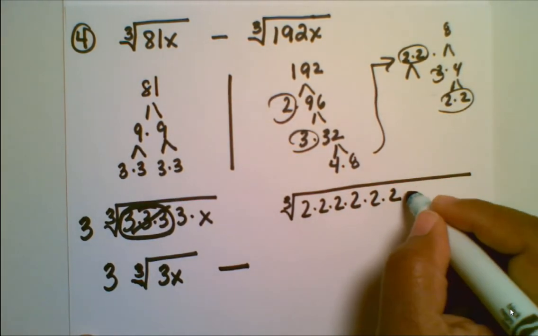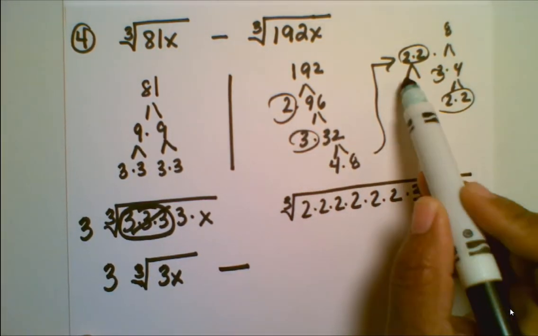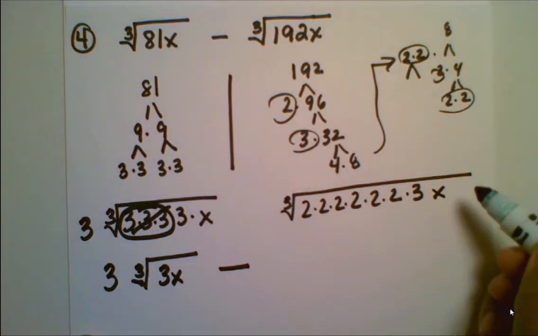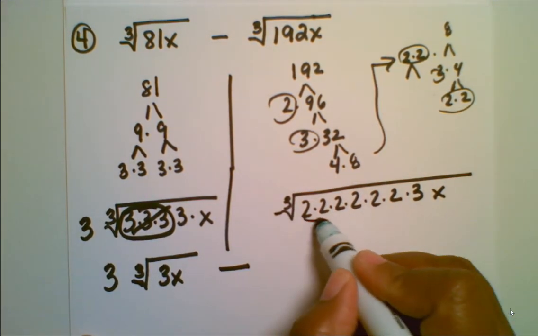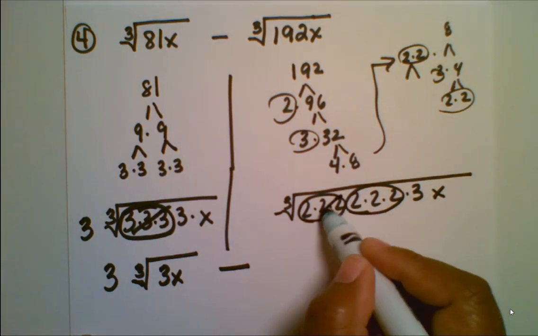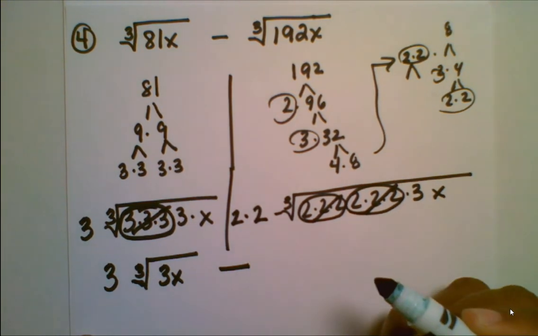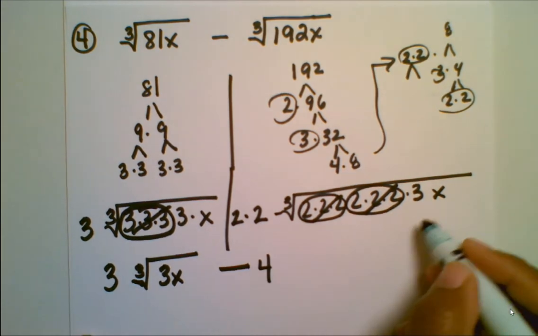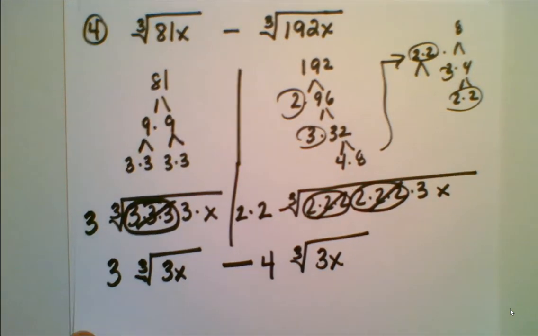And we have a 3. So 2, 3, 2, 2, another 2. And then we also have x. And because the index is 3, we're grouping in triples. So we have 2 sets that were circled, so we're going to bring out both 2's. And then on the outside, we have 4. And then what's left under the radical, we have the cube root of 3x.